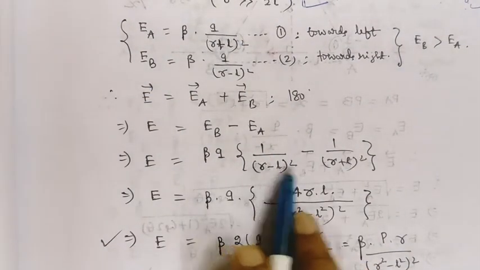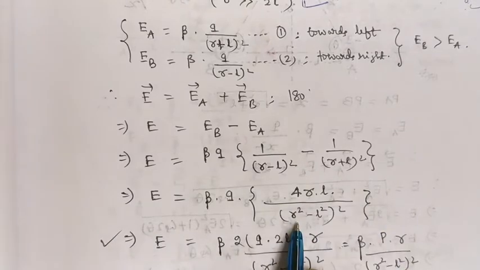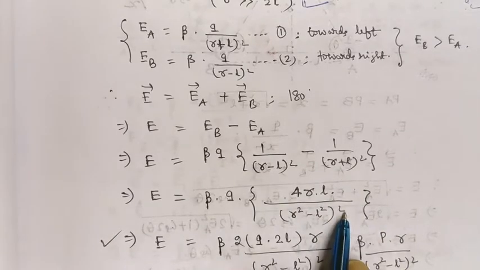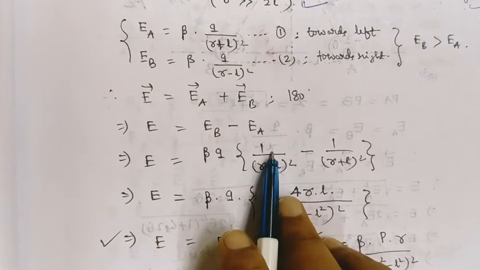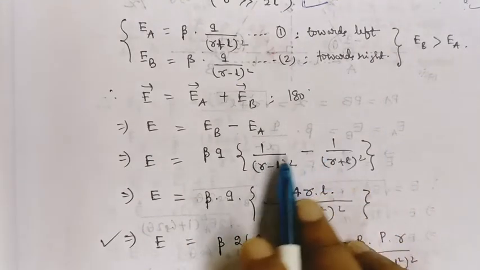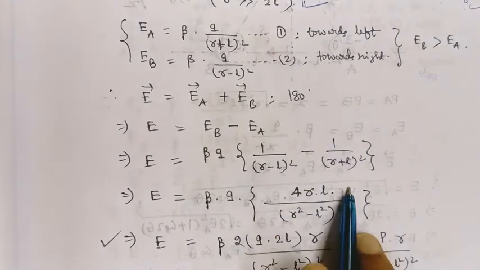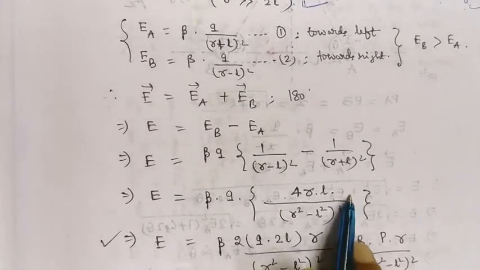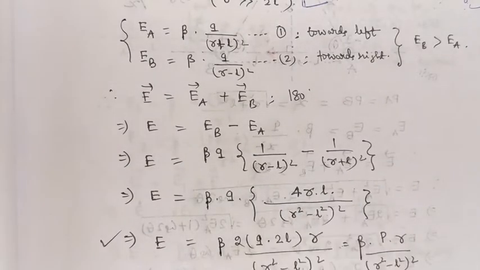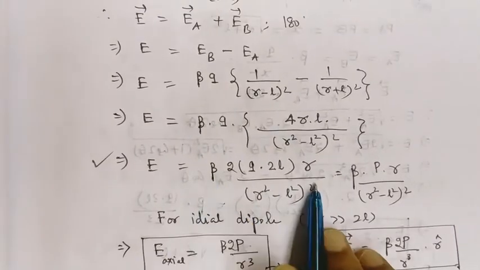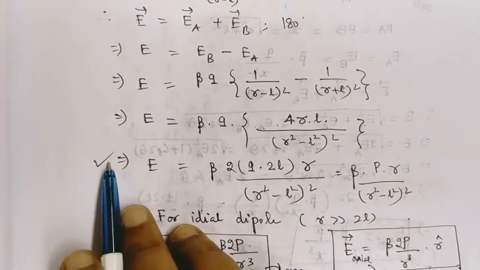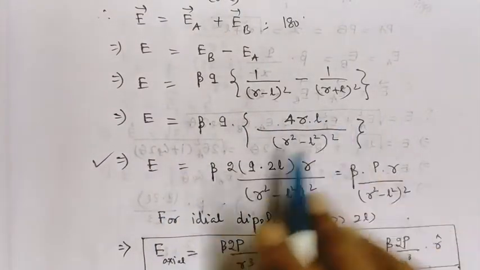Now from these, the two common terms are beta and q. And for (r minus l) squared and (r plus l) squared, the LCM is (r squared minus l squared) whole squared. The first term will be (r plus l) squared minus the second term (r minus l) squared. By using simple algebra, this is 4rl. Now we just have to rearrange it. This is an important term for you. You just rearrange. Beta is here.